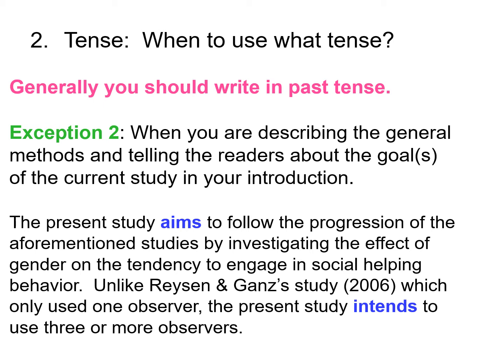The present study aims to follow the progression of the affirmation study by investigating the effects of gender on the tendency to engage in social harming behavior. Unlike the previous study, which only used one observer, the present study intends to use three or more observers. So in the introduction section, when you are talking about the present study and what it is aiming to do, you usually write that in the present tense as well.